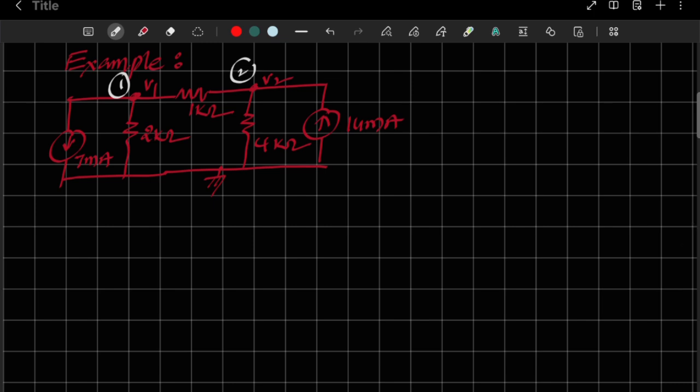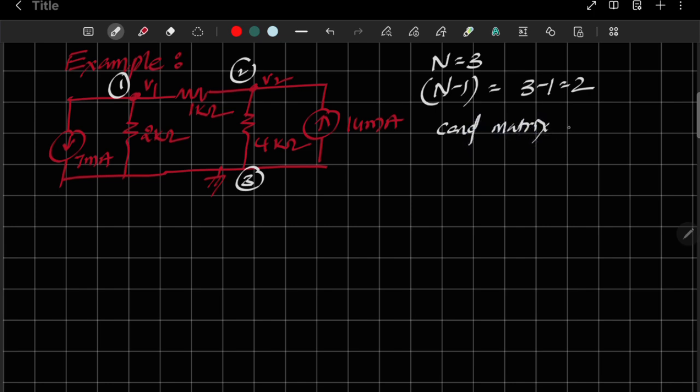Then here, how many principal nodes are there? If you take this ground one as the third principal node, n is equal to 3. So we are required to write two KCL equations, because n minus 1, that means 3 minus 1, is equal to 2. So the conductance matrix size is 2 by 2 only, n minus 1 by n minus 1. So we will get a 2 by 2 matrix. I am writing that one directly. You see how I am going to write.